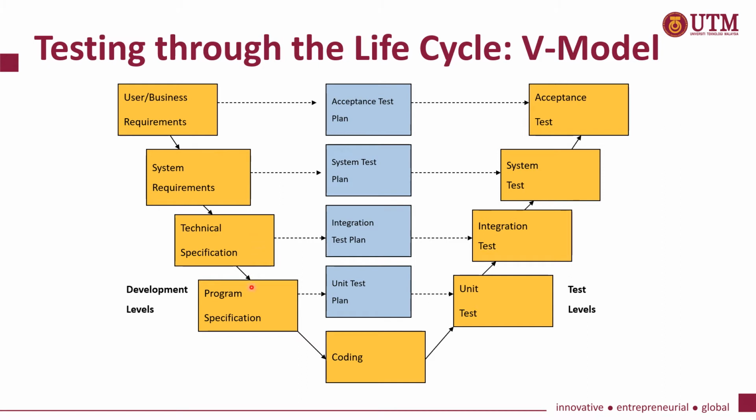Program specification level. In this stage, individual developers or the team use the technical specification to come up with a detailed design of their individual module and its interface with other modules. And finally, coding. In this level, programmers or developers take the program specification and start the coding process.